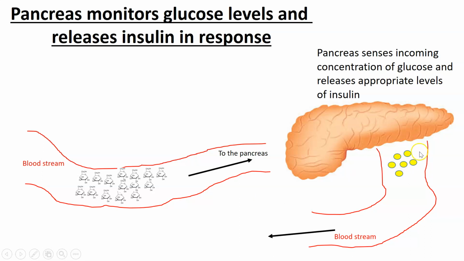Now, the amount of insulin that's released depends upon the concentration the pancreas senses. A lot of glucose, a lot of sugar, then a lot more insulin. Less glucose, less insulin. It knows how to calculate how much insulin to release in order to bring the level of sugar in the bloodstream down to normal levels.